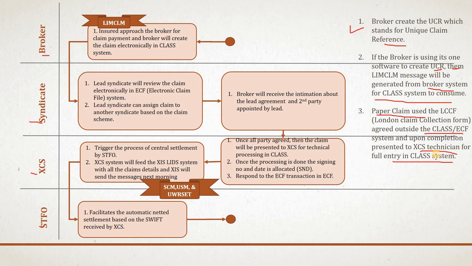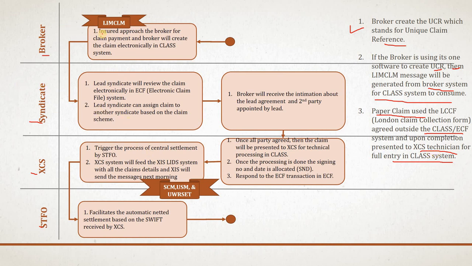When the claim is agreed by all the parties, all the followers and leads, the entire paper claim file will be presented to XCS, and XCS will capture all the information into the CLASS system once again. It is not updating the information, it is capturing the information from scratch. Then it will generate the messages and follow the normal process, which includes sending the information to STFO and settling the claim.